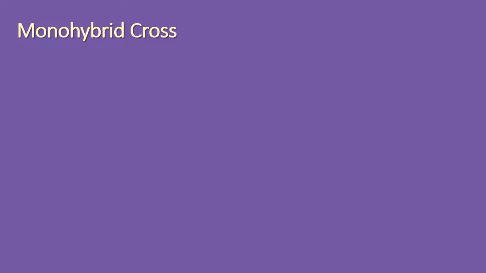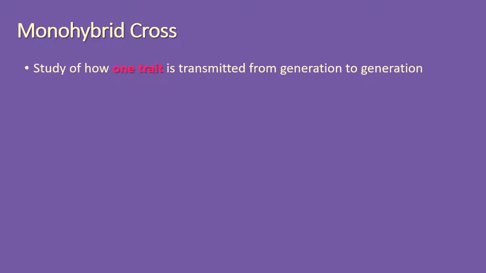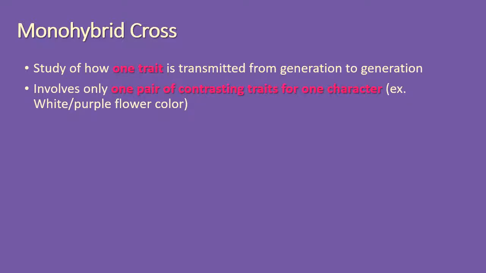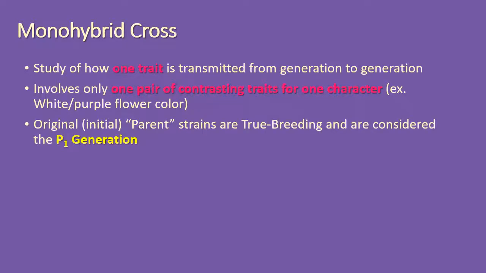So let's first talk about the first type of experiment that Mendel did, which was a monohybrid cross. A monohybrid cross is going to study one trait and see how it gets transmitted from generation to generation. So we've only got one pair of contrasting traits for one character. For example, if we're looking at flower color, one plant would have white flowers and one plant would have purple flowers. And so we're going to cross them and see what kind of progeny we get.